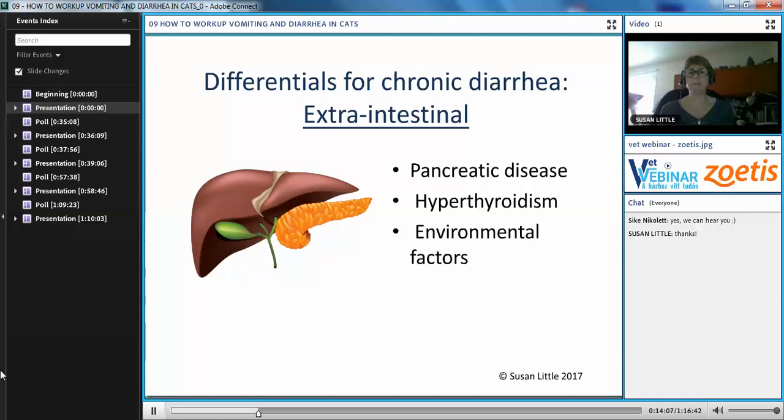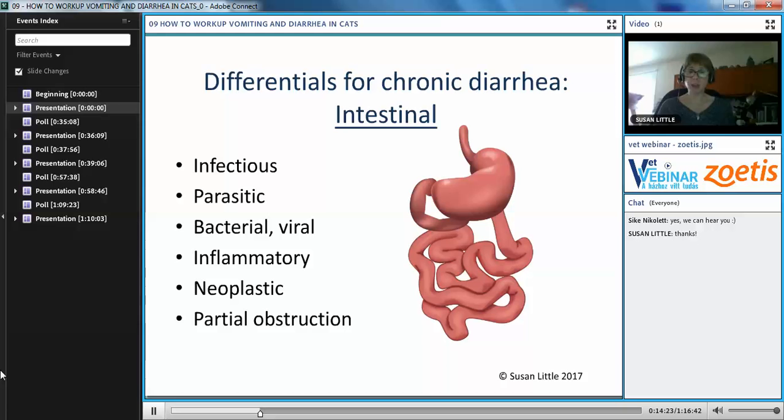And then environmental factors, and that's again where things like stressors. So cats can get both vomiting and diarrhea from living in a stressful environment. That can be part of their stress response. So that's the list of potential differentials that are extraintestinal. And then, of course, just as for vomiting, there will be gastrointestinal causes as well. And a lot of these are the same infectious ones, parasitic ones, inflammatory bowel disease again, neoplasia again.